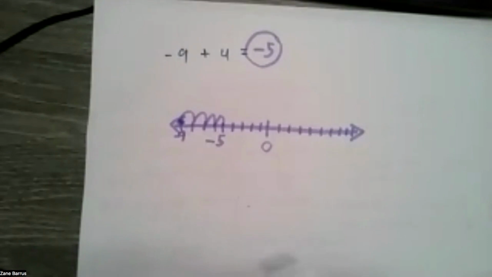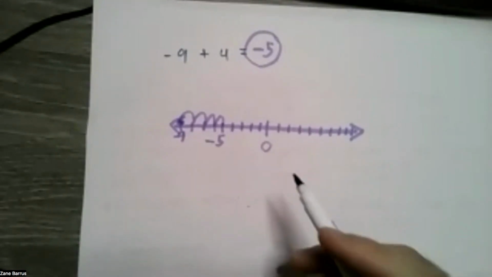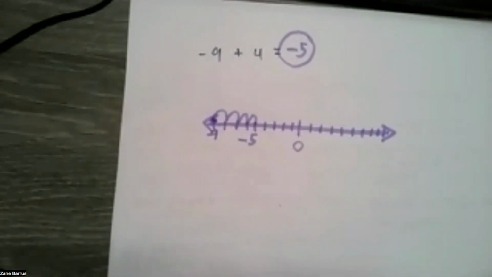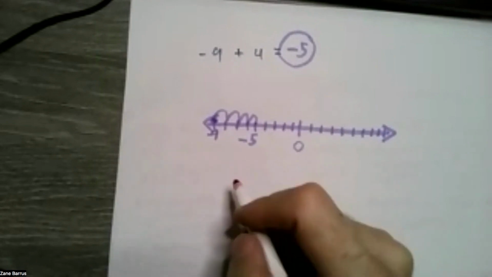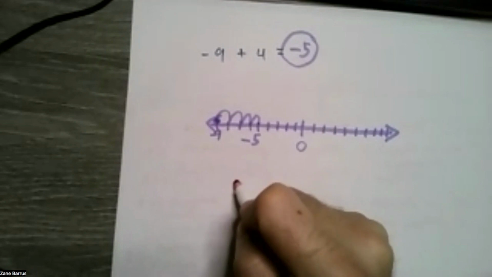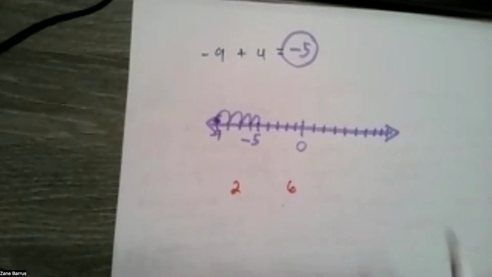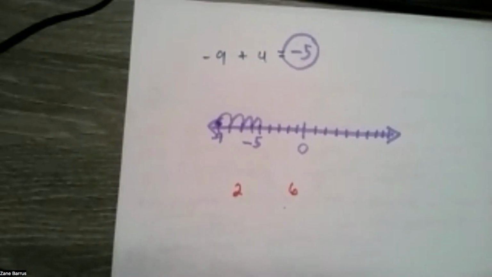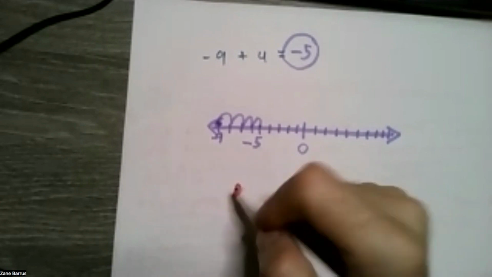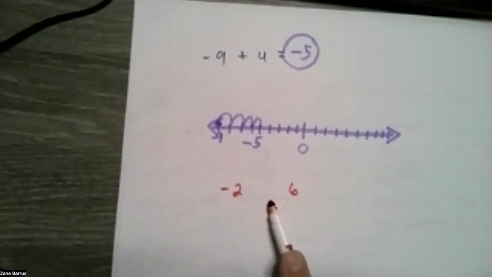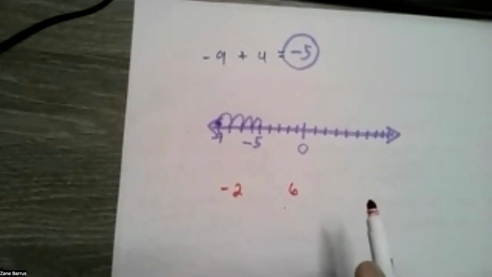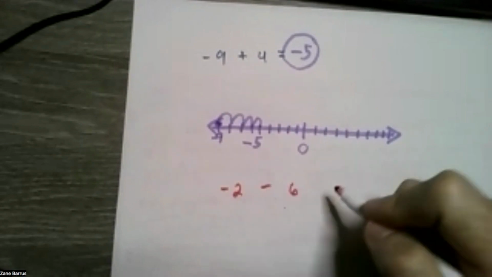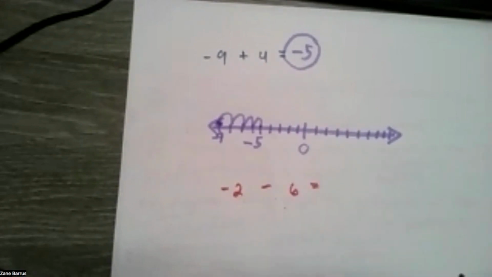Okay, give me 2 more numbers. Let me switch colors too. 6 and 2. Okay, let's make things interesting. Let's put the 2 before the 6. Which one of these do you want to make negative? 2. Do you want to add or subtract here? Let's subtract. Okay, so we've got -2 minus 6.